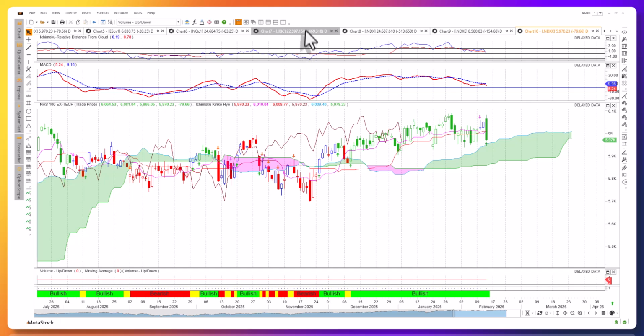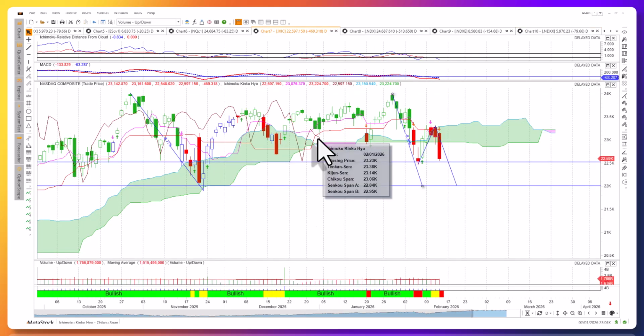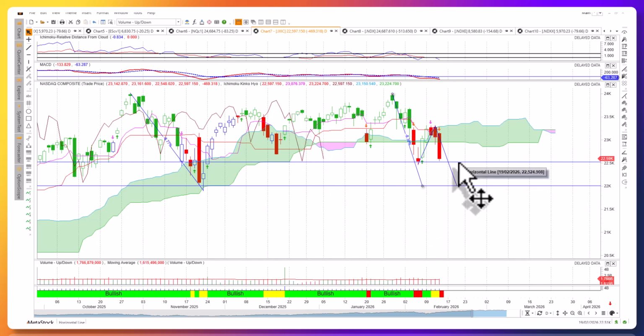But the tech heavy index, the big names, Microsoft, Amazon, all those are having an impact on the index, and keep a close eye out for support to come back in at 22,524, and then the other one is 22,100. Until next time, thanks for watching and happy cloud chart trading.